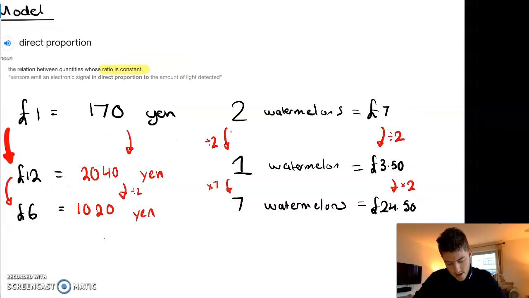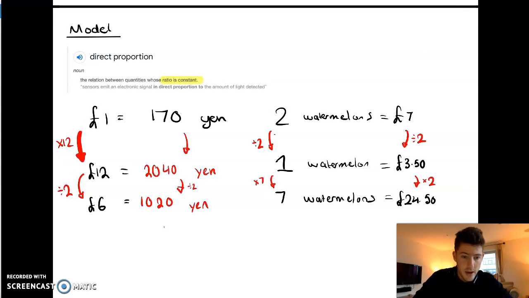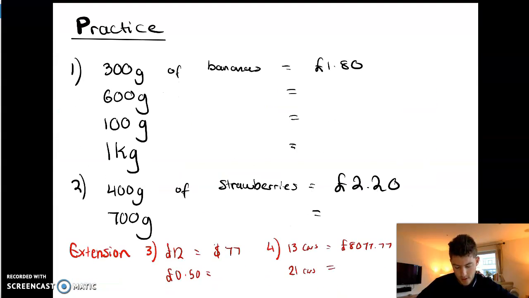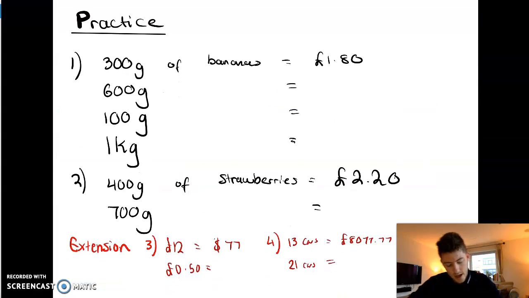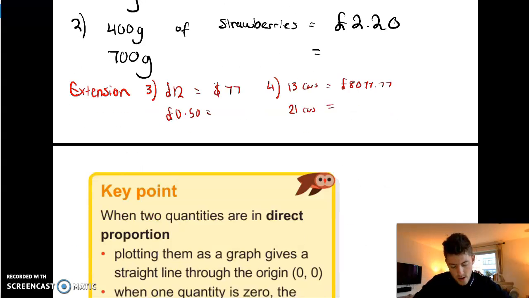£24.50. Can you pause the video here and copy this down? And then, once you've done that, you've got some practice questions. This should take you no more than 5 minutes. There's an extension as well, and then we're going to move on.